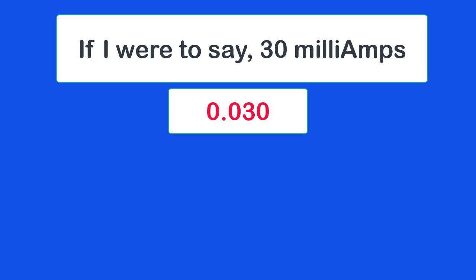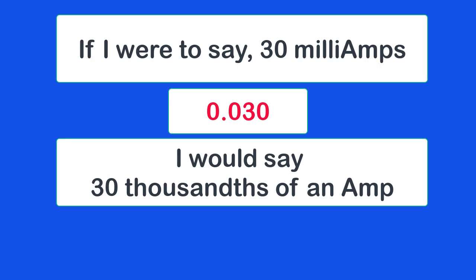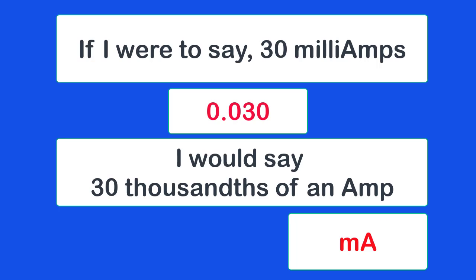If I were to say 30 milliamps, how would I say that using thousandths of an amp? I would say 30 thousandths of an amp. They are the same. By the way, the abbreviation for milliamps is a small letter m followed by a capital A. To give you some perspective, a typical portable transistor radio with audio volumes at normal hearing level would consume 30 milliamps of current per hour.